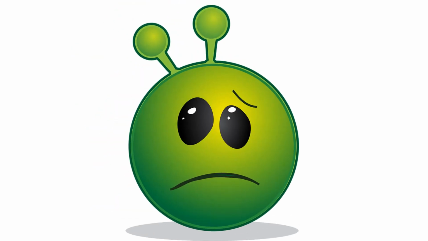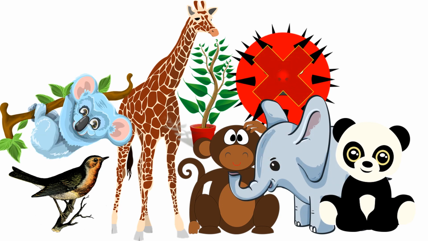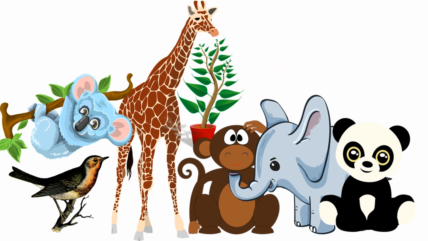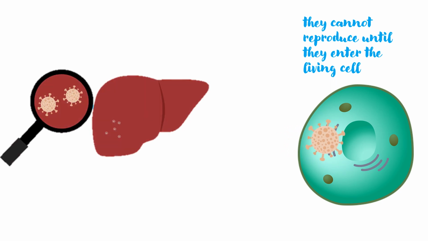How does a virus mutate? Unlike other organisms, the virus is not considered a living thing. The virus cannot reproduce until and unless it enters a living cell. The virus uses the host cell for its reproduction.